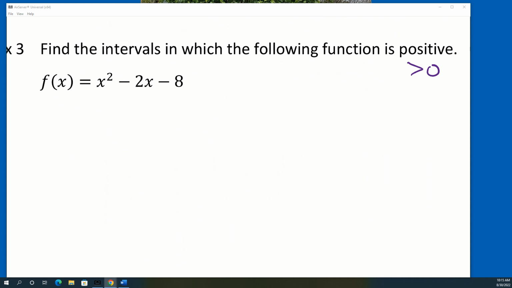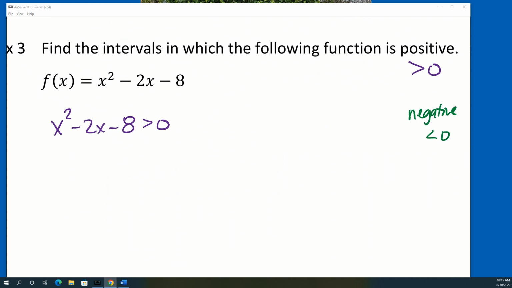All right, so what we're going to do is we're going to take this function and we're going to say that it's greater than 0. What if it had been negative, just for example? Be less than 0. Okay, so this one's positive, so we're going to do greater than 0. So this goes back to what we did in the first units. So how do we solve quadratic inequalities? You could solve it that way.